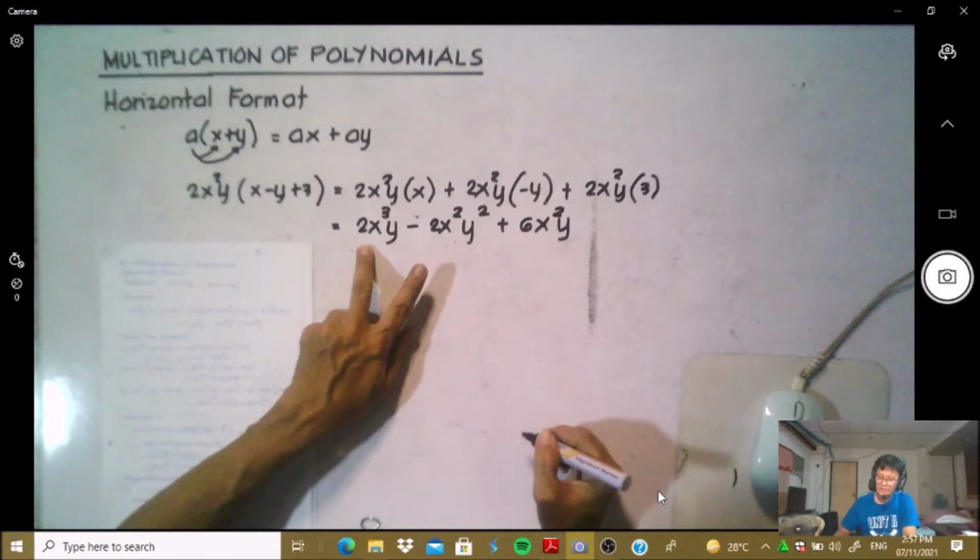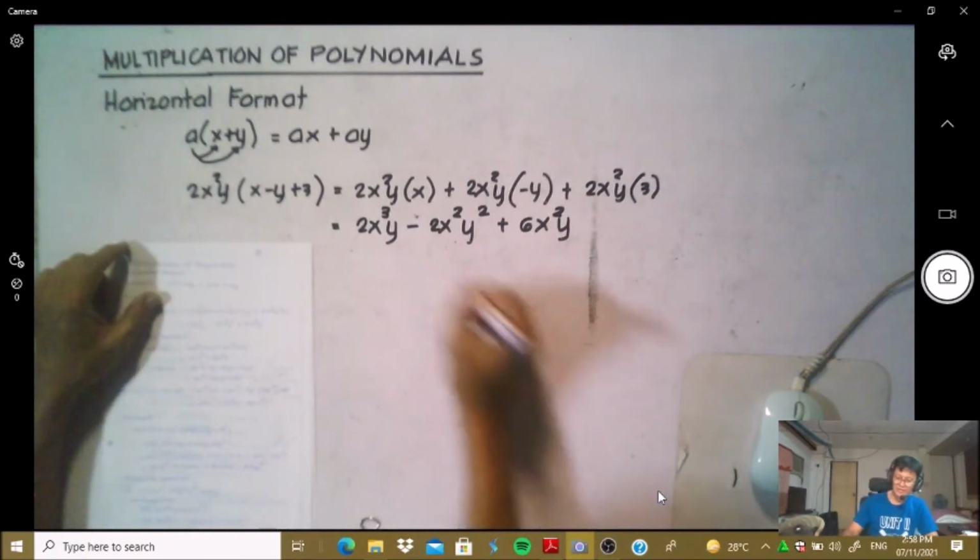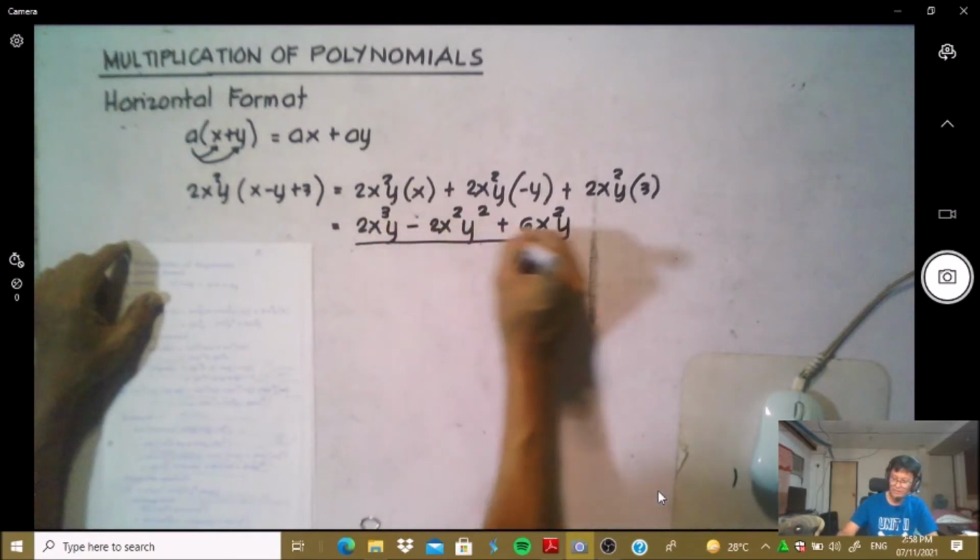Okay, actually, the correct arrangement should be 2x cubed y plus 6x squared y minus 2x squared y squared. But this can also be accepted.